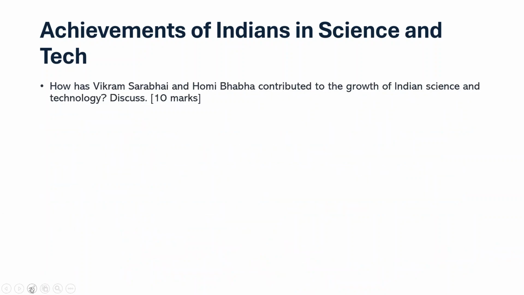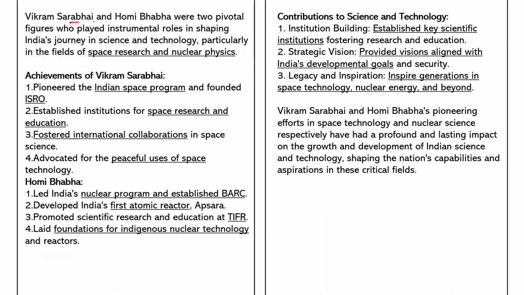So let's look at one question: how have Vikram Sarabhai and Homi Bhabha contributed to the growth of Indian science and technology? Discuss. So very easy. First you introduce both the eminent personalities, Vikram Sarabhai and Homi Bhabha. They were pivotal figures who played instrumental roles in shaping India's journey in space science and technology and nuclear physics. Alright, so first you write about achievements of Vikram Sarabhai: Indian Space Program, ISRO, space research, international collaborations in space, peaceful uses of space. Right, you can also write about IIM Ahmedabad. Vikram Sarabhai was the one who pioneered the establishment of IIM Ahmedabad.